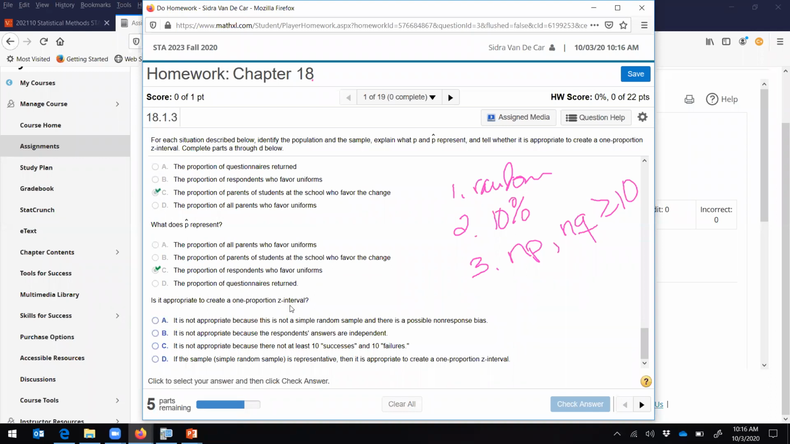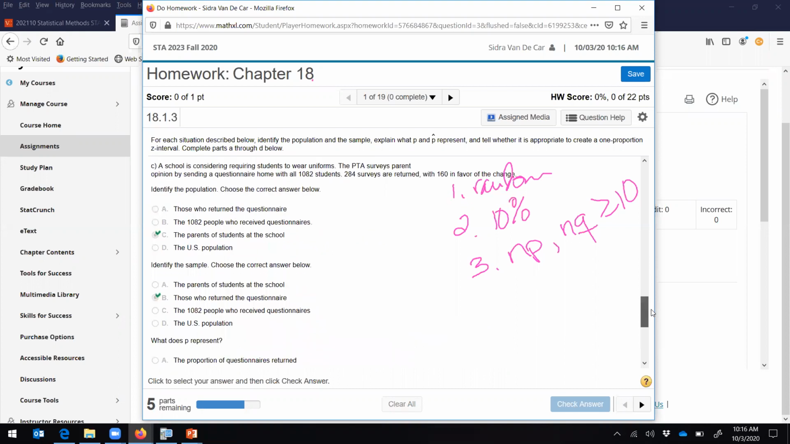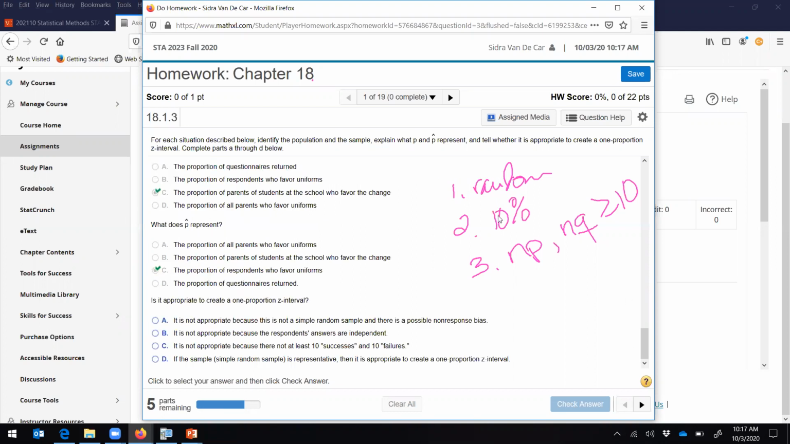Is it appropriate to create a 1 proportion z interval? So again, these are the 3 conditions that I'm checking. Let's start with the first. If my PTA presents the survey home with the students and it's voluntarily returned, am I meeting that random condition? Probably not, right? Probably only people with a strong opinion are returning the survey. I'm not actually getting the opinion that's representative of people as a whole. So again, I'm not going to even bother to check these last 2 conditions because I know it fails that first one. So it's not appropriate because it is not a simple random sample and there is possible non-response bias.